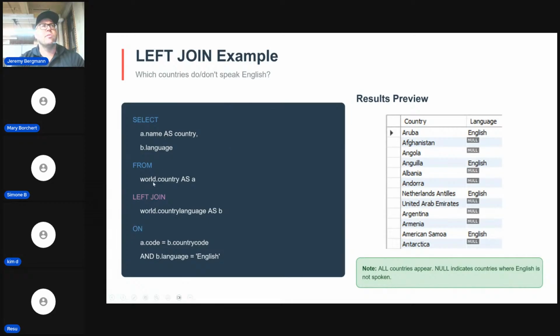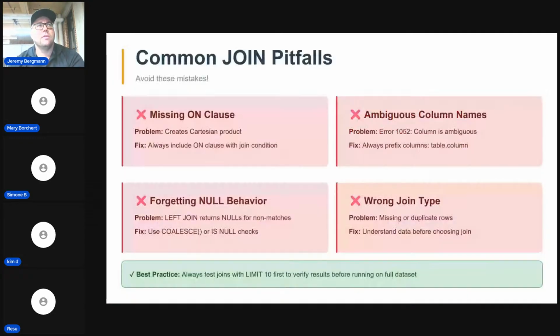So that's why we do that here. What this says is we give world.country an alias of A, and world.countrylanguage an alias of B. It's telling the database management system we want name out of world.country in our result set, and we want language from world.countrylanguage in our data set. By giving it aliases, it tells it exactly what table you want, and it avoids the ambiguous column names. So that's a problem that's solved by that.